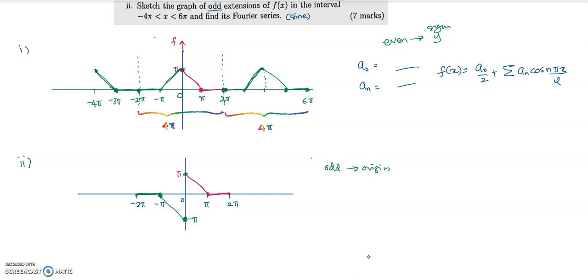Now extend to 2 pi, 3 pi, 4 pi, 5 pi, and a bit more, 6 pi. Again, the period should be 4 pi. So now the initial is here. This is the initial graph. This is your left, this is your right. For the next period, 2 pi should be your left and 6 pi should be your right.